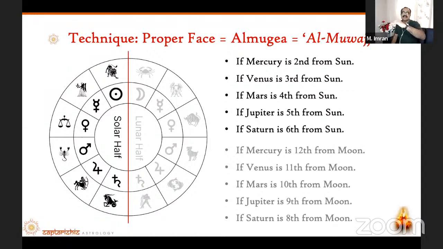Or suppose the Sun is, let's say, in the third house and Venus is in the fifth house. Again, the third house distance: Sun in the third house, there is a fourth house, fifth house. So Venus is in the fifth house. Venus is in a proper phase to the Sun. Suppose that Venus is again 11th from the Moon, the Moon is in the seventh house and Venus is in the fifth house, for example. So Venus will also be in a proper phase from the Moon.